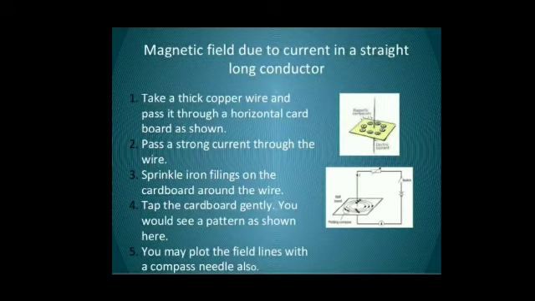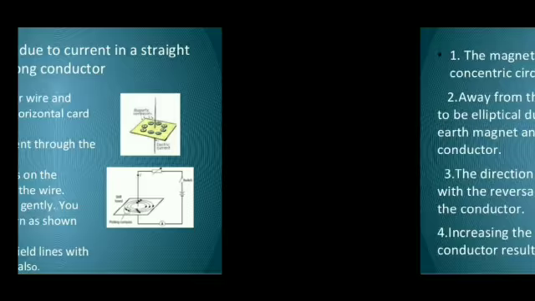Next, magnetic field due to current in a straight long conductor. So this is an activity. Take a thick copper wire and pass it through a horizontal cardboard as shown in the figure. Pass a strong current through the wire. Sprinkle iron filings on the cardboard around the wire. Tap the cardboard gently. You will see a pattern as shown here. You may plot the field lines with a compass needle also.